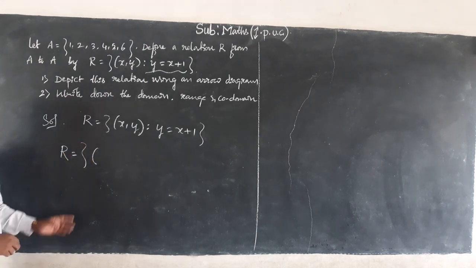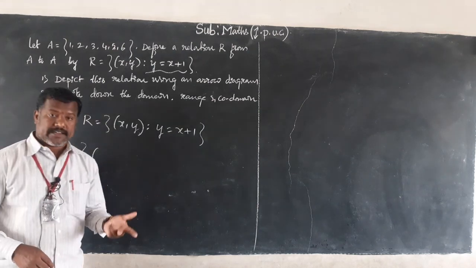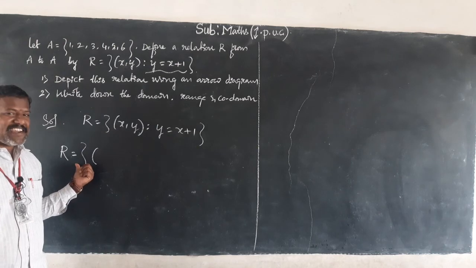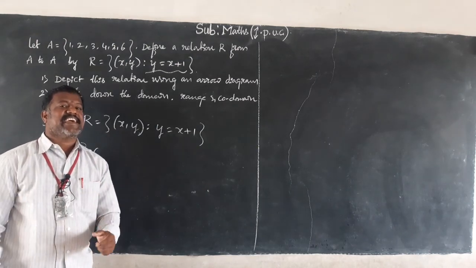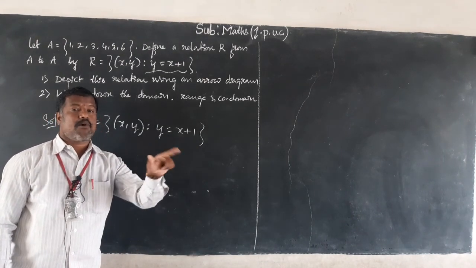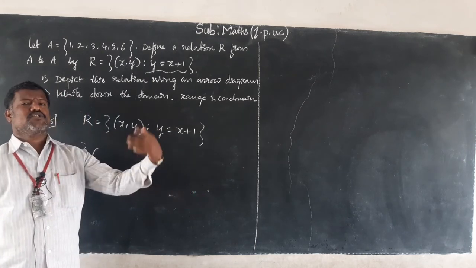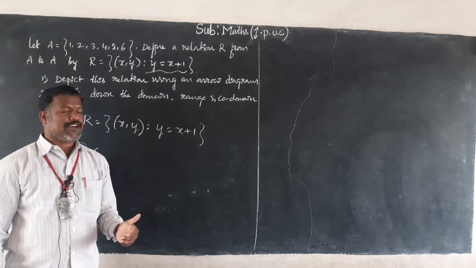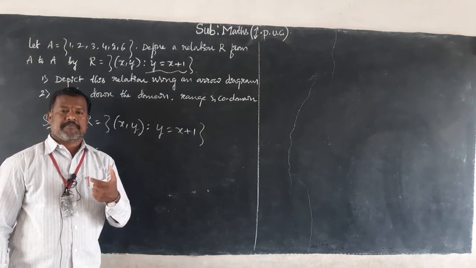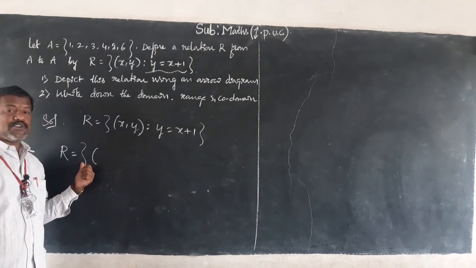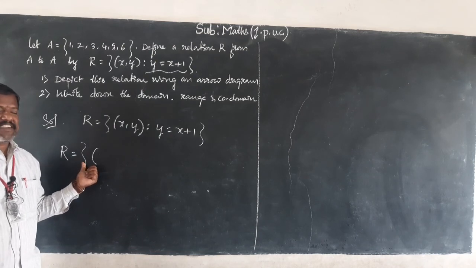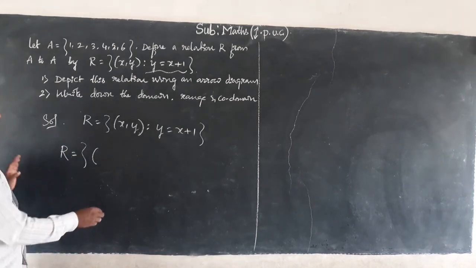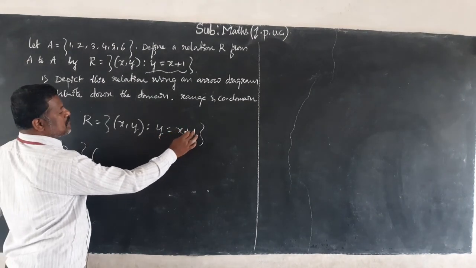Open the bracket. Now we have to write the ordered pairs. Now we should write the ordered pairs, because what do you mean by relation? Relation is a subset of Cartesian product. So what can we see in the Cartesian product? Definitely we can see in the Cartesian product, that is ordered pairs. So here also we should write the ordered pairs just by seeing the rule. So here we have the rule, that is y is equals to x plus 1.